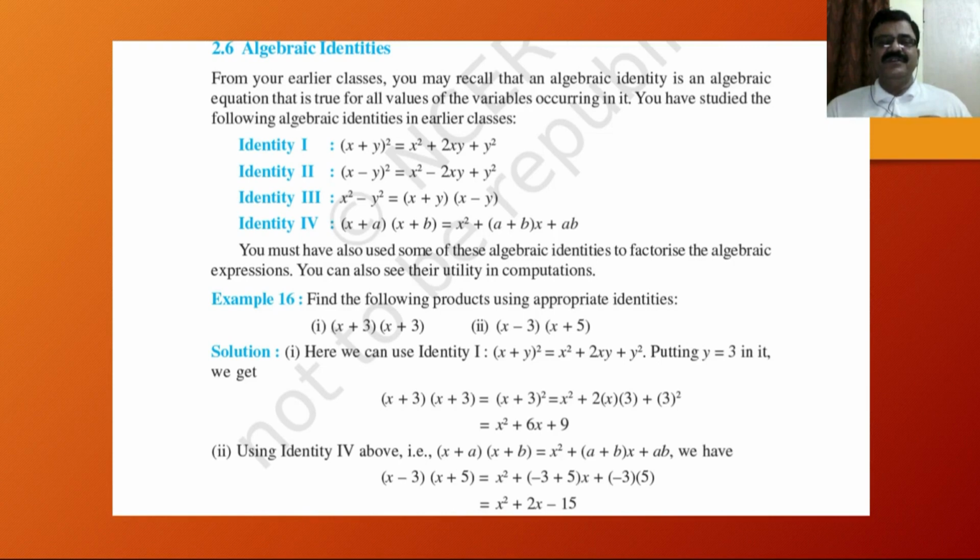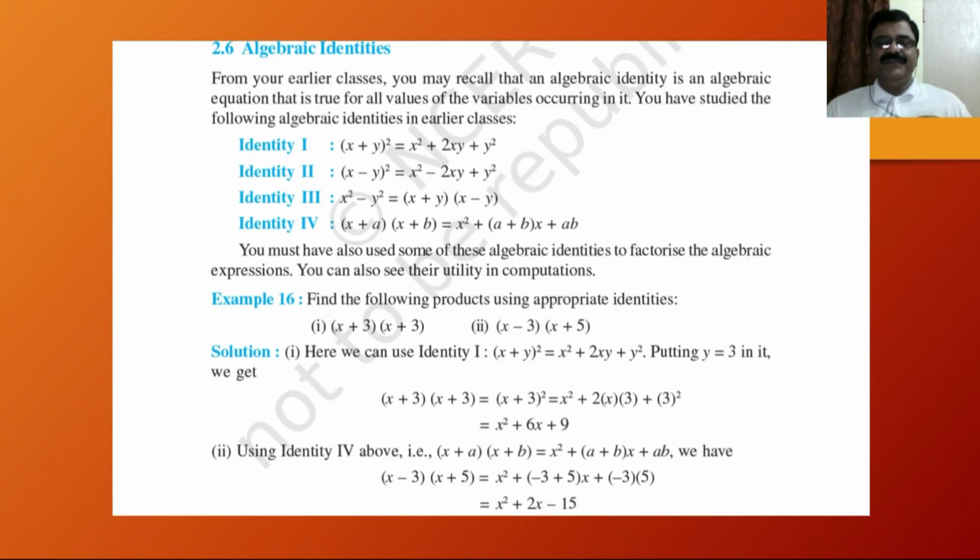So for this one, you see NCERT questions. Example 16: find the following products using appropriate identities. The question is x plus 3 into x plus 3. So we can use the identity x plus y the whole square, which is equal to x square plus 2xy plus y square. Putting y equal to 3 in it, x plus 3 into x plus 3, that is x plus 3 the whole square, will be equal to x square plus 2x into 3 plus 3 the whole square, that is x square plus 6x plus 9.